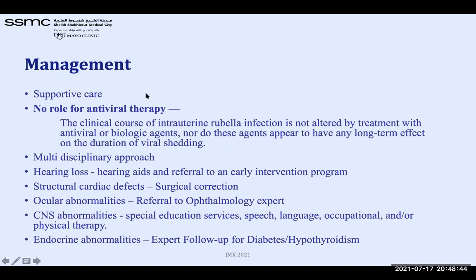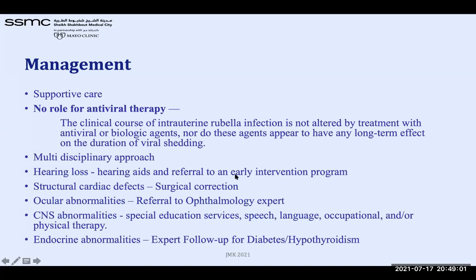Of course, with this infection, we don't have any specific management. You just give supportive care, no role for antiviral therapy. So don't spend a lot of money on antiviral therapy. Multidisciplinary approach. The main problem is the hearing loss.